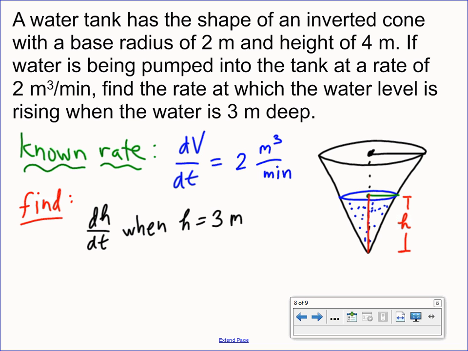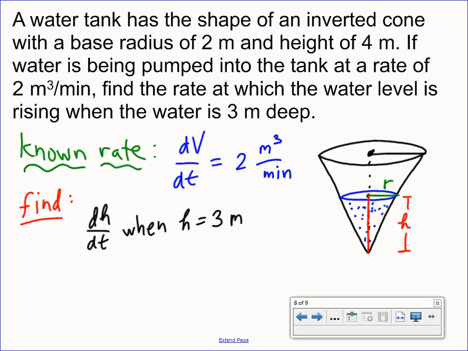Well, we're almost done. What else do we need? We need a formula that relates the variables in my rates, so I need a formula that relates the V's and the H's. As I look at this picture, I'm getting right circular cone, so I'm thinking we need r's in here too. So it looks like we need an r for the radius of my water, and a big R for the radius of the cone.